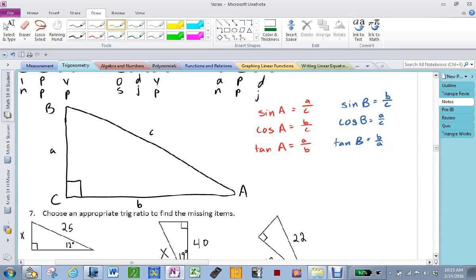All that matters is you remember that you can have a theta in either spot, and opposites and adjacents change. Understand? It's common sense, isn't it?